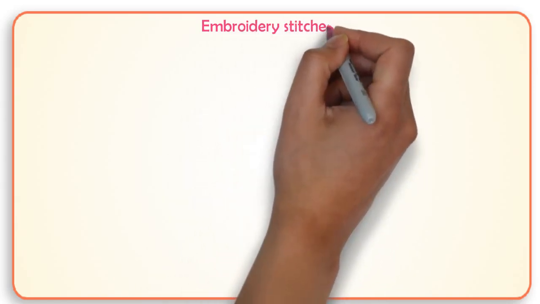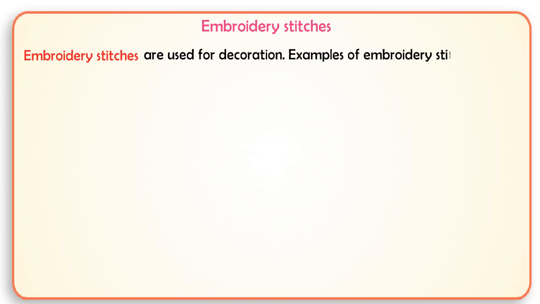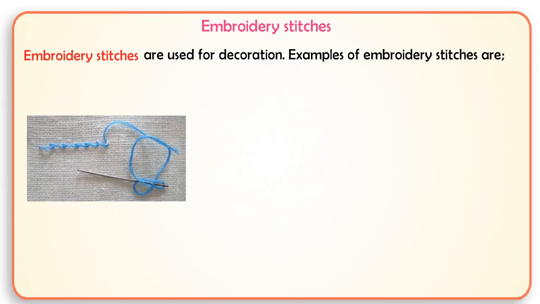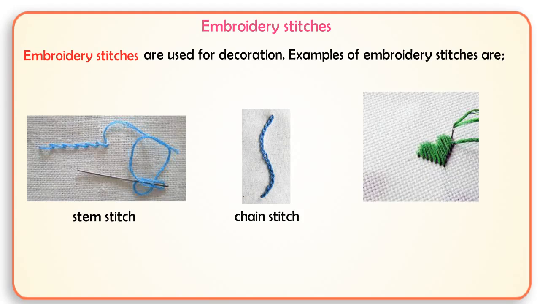Embroidery stitches. Embroidery stitches are used for decoration. Examples of embroidery stitches are stem stitch, chain stitch, and satin stitch.